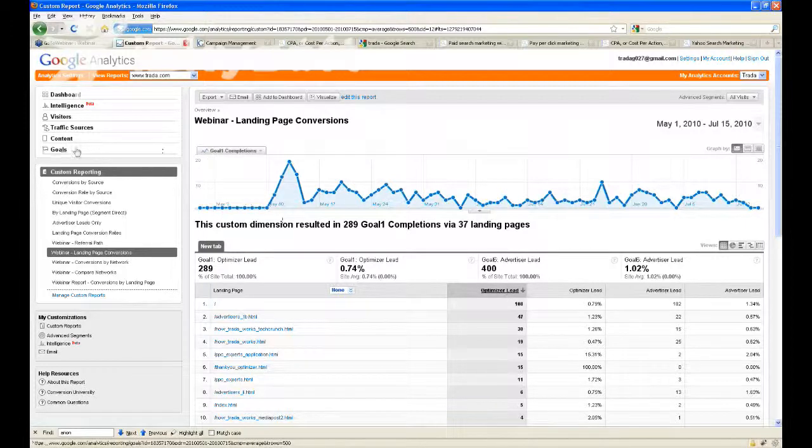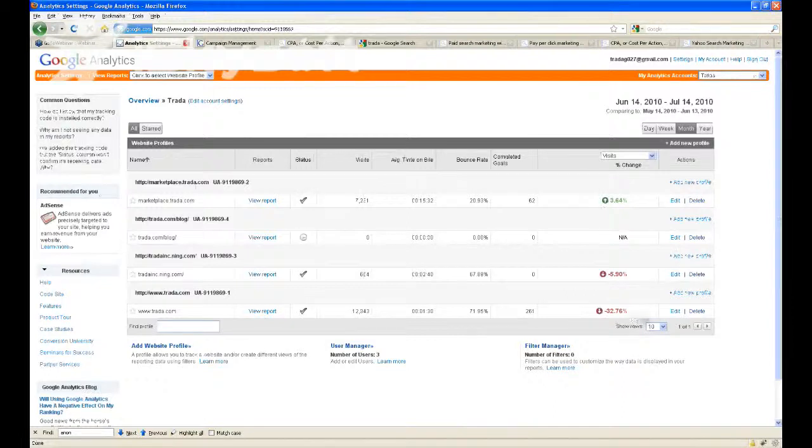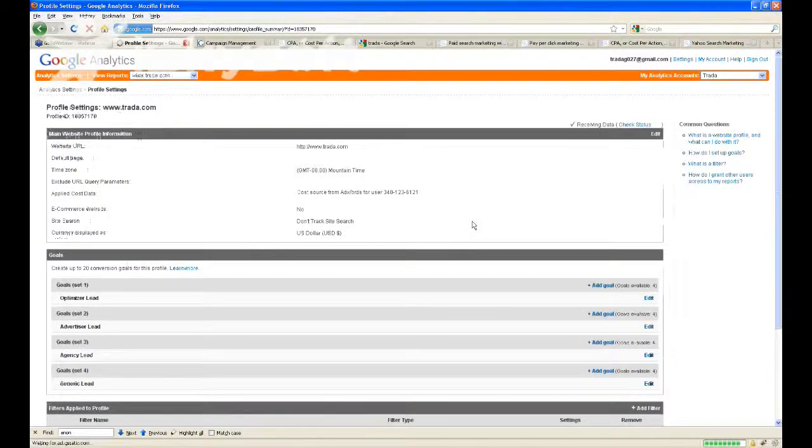them. To set up goals, I believe you have to go into analytics settings and then go and actually edit the information here for Trada.com. It's a little bit confusing as to where you go find it. You have to sort of go out of the system and then go and edit it. So I probably saved you 30 minutes of looking around if you didn't realize that.